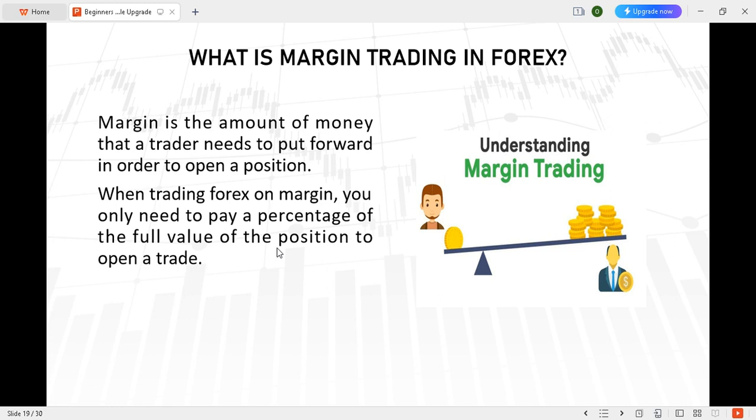So, from my definition here, margin is the amount of money that the trader needs to put forward in order to open a position. When trading forex on margin, you only need to pay a percentage of the full value of the position to open the trade. Okay, now let me try to put a bit more explanation to this.